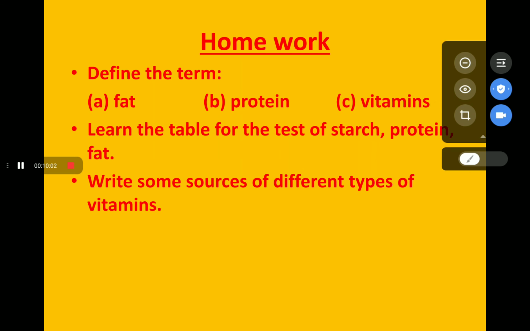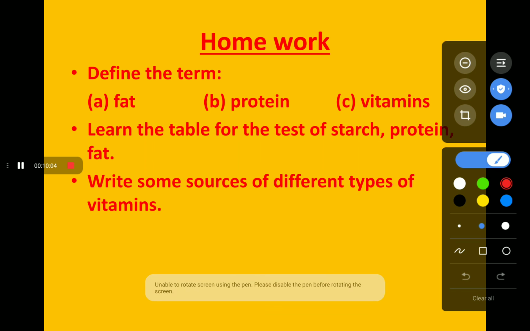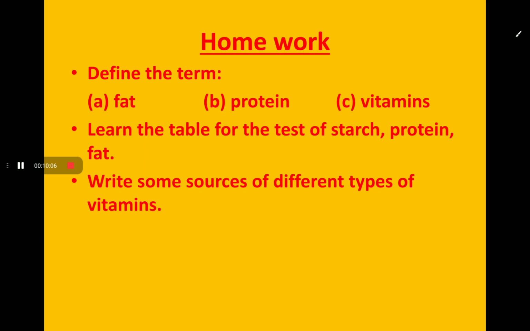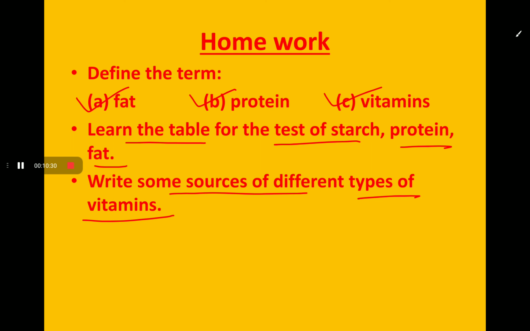Now, there is some homework for all of you students. The homework is very simple. You have to define the terms fat, protein, vitamins, which you already saw in the previous slides. Now, learn the table for the test for starch, protein and fat. It is also given in the previous slide. And write some sources of different types of vitamins as you have just seen.